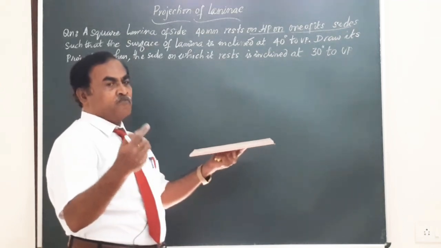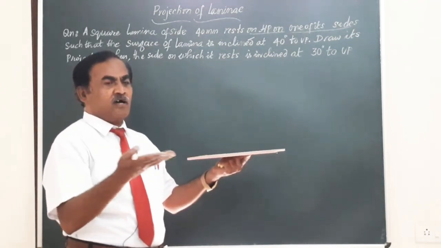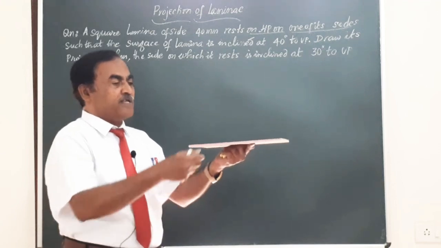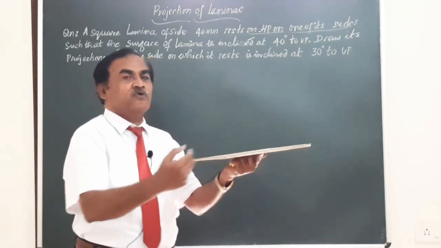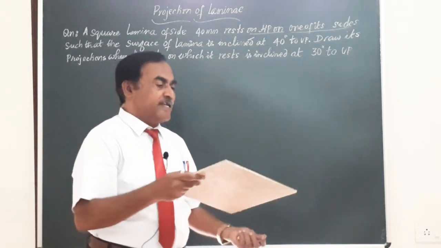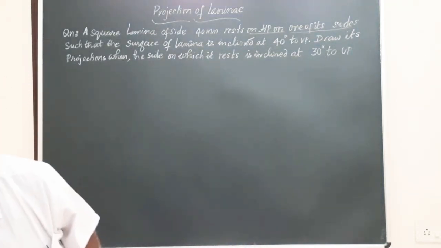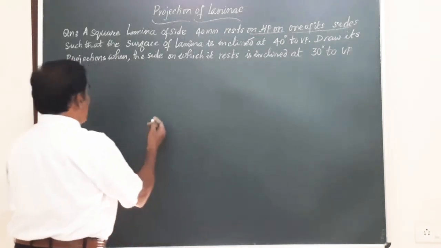I told you, friend, whenever any lamina is placed on HP or parallel to HP, irrespective of the orientation of that, the front view is going to be a line. So, let me start this problem by drawing the top and front view of this lamina.